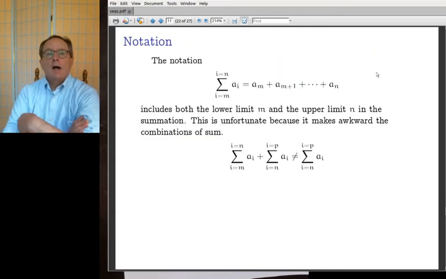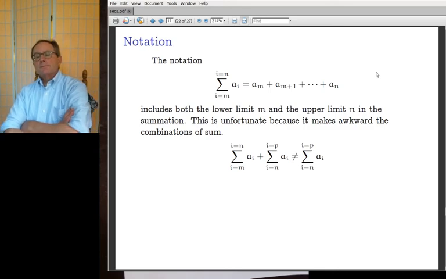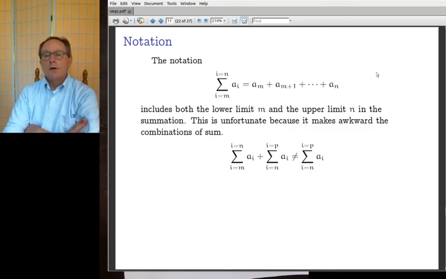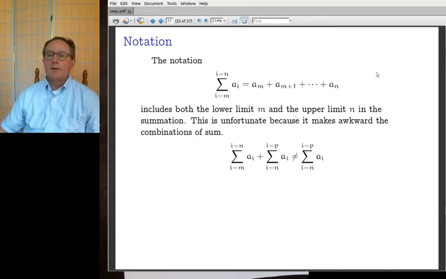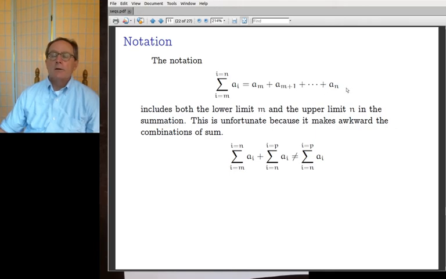I have a comment about the notation. The notation is very ugly. So when you look at the sum i equals m to n of a_i, then you're including both a_m and a_n. You're including both a_m and a_n. And that's unfortunate. That's too bad. Because what you want is, pop this down again.